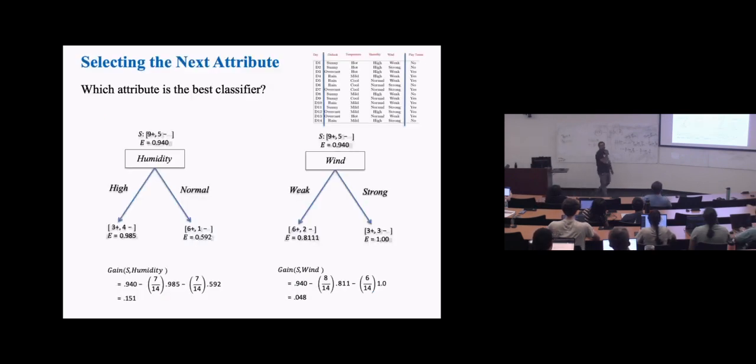So initially, how many options do you have to pick from? Initially, you have not constructed the tree. 4 attributes, right? You could pick any of them. So how many information gains do you need to compute in the first step? 4. And here are examples for 2, like humidity and wind.